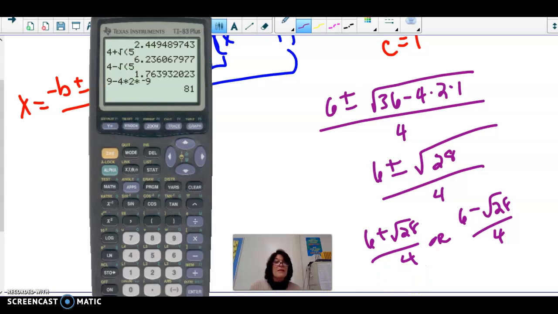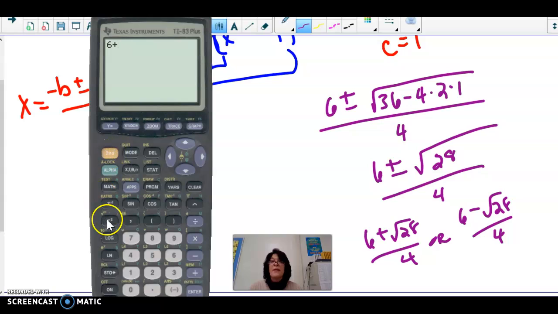Those are numbers, guys, okay? They're just not rational numbers. They're irrational numbers, which you've looked at before. Let's see what it is. 6 plus the square root of 28. Now I'll have to figure out that numerator. That's going to be an irrational number, and then I'm going to divide that by 4.